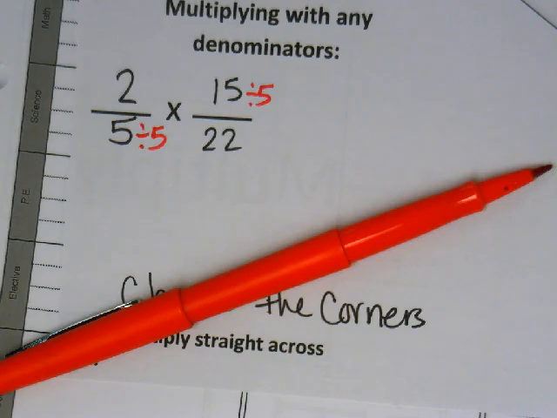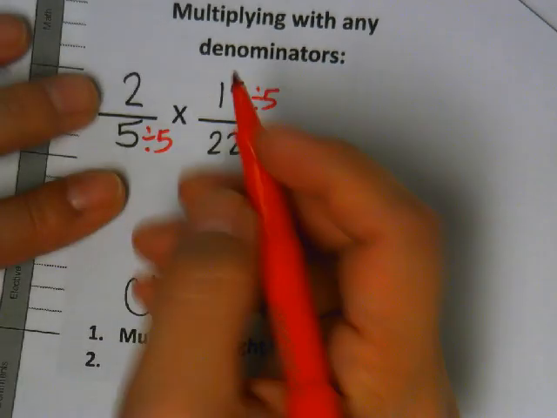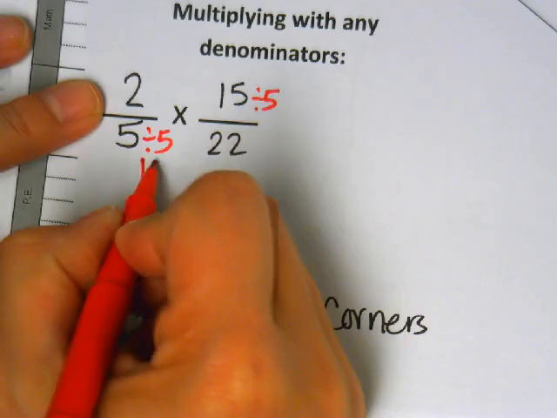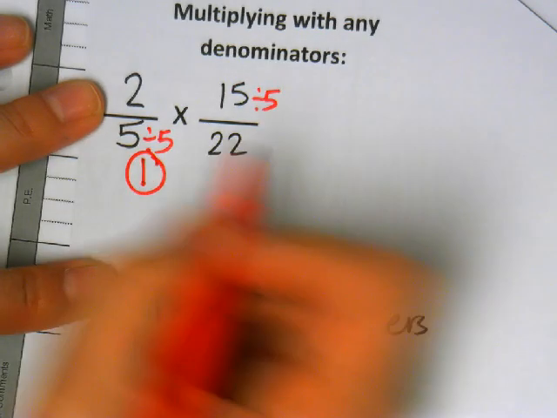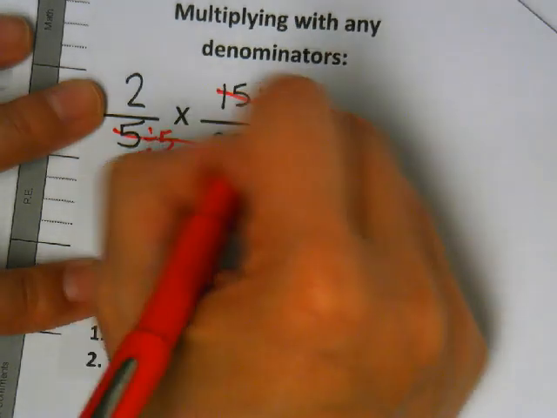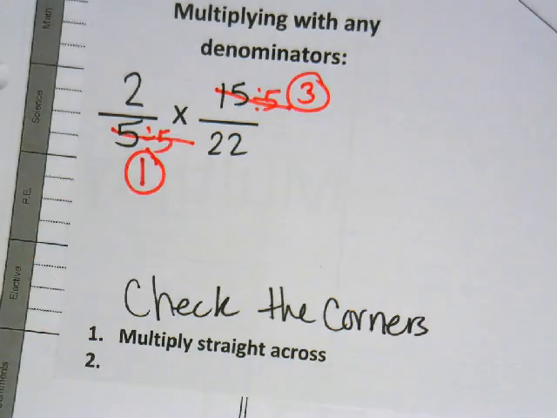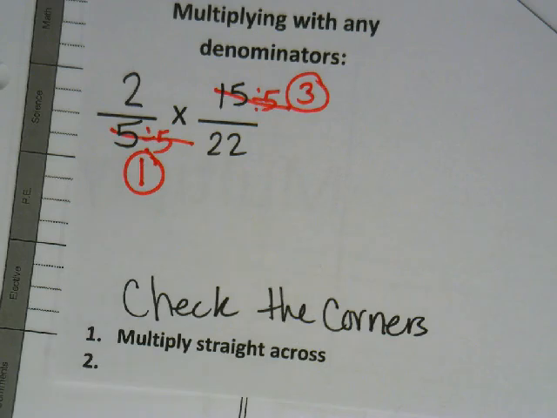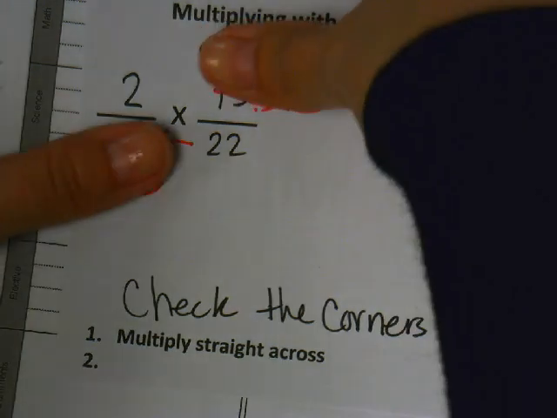And then, what's 5 divided by 5? 1. Cross it out. Circle it. 15 divided by 5? 3. Cross it out. Now, like someone said over here, but I wasn't sure who said it, Mel, we can also do the other corners, right? Very good. 2 and 22.